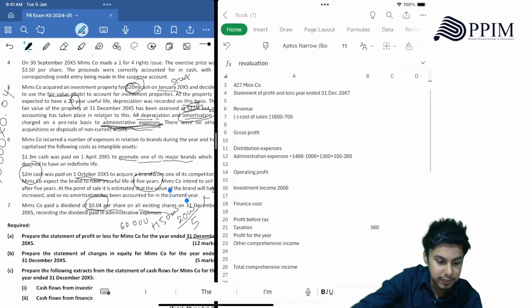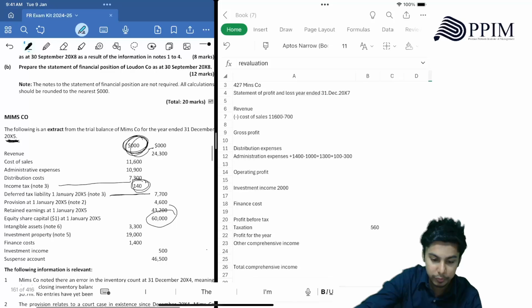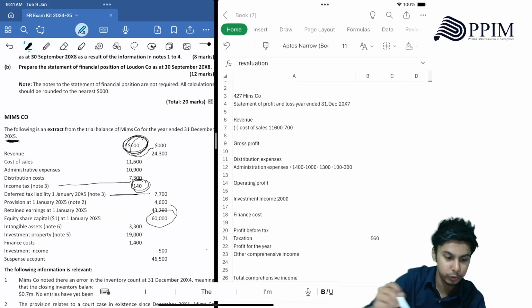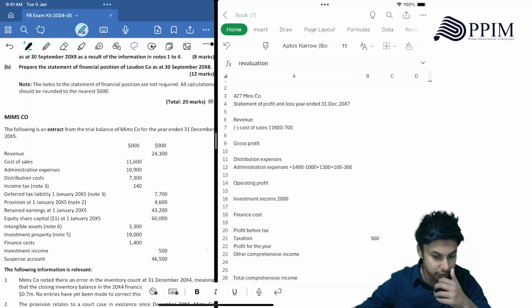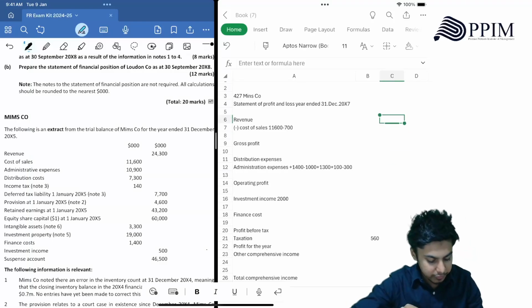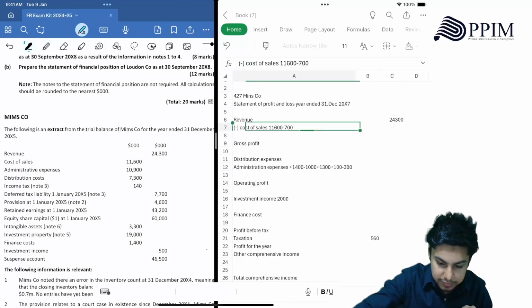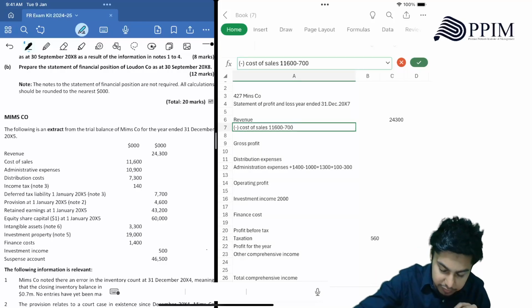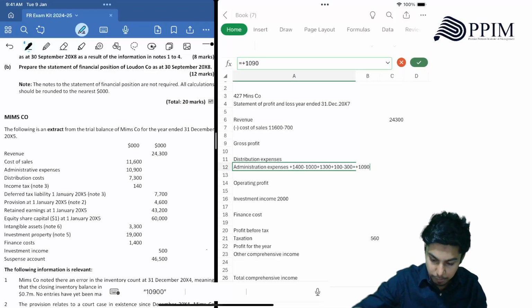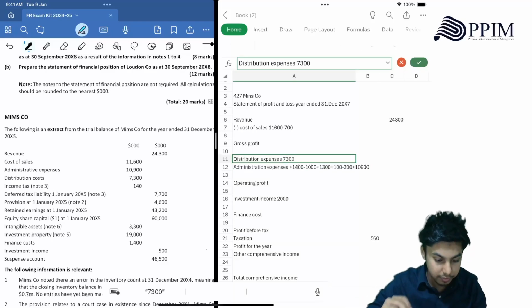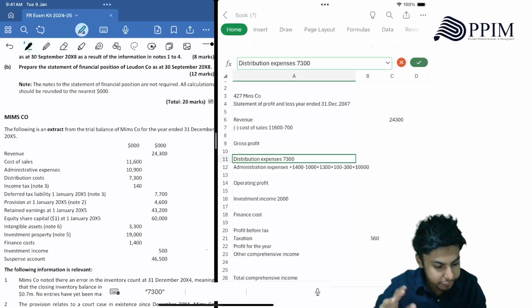Okay. Guys, let's start copying the remaining numbers now one by one. Okay, revenue. Copy the answer. What's the answer for revenue? I'll now erase all of these. Okay, let's copy. Revenue. What's the answer? 24,300. Done. Cost of sale, what's the answer? 11,000. I already copied. Administration, let's copy the answer over here. How much? 10,900. Distribution cost, copied over here. 7,300. Income tax, done. Deferred tax, done.